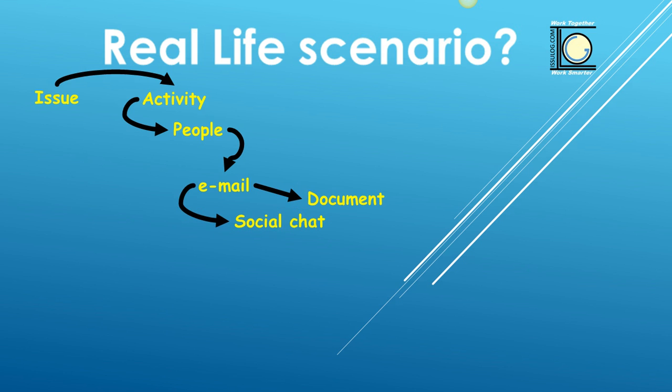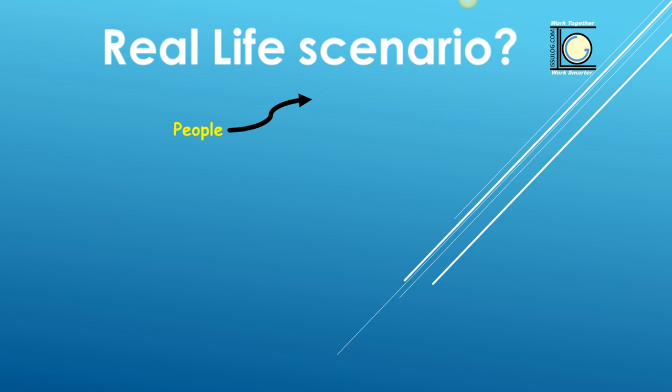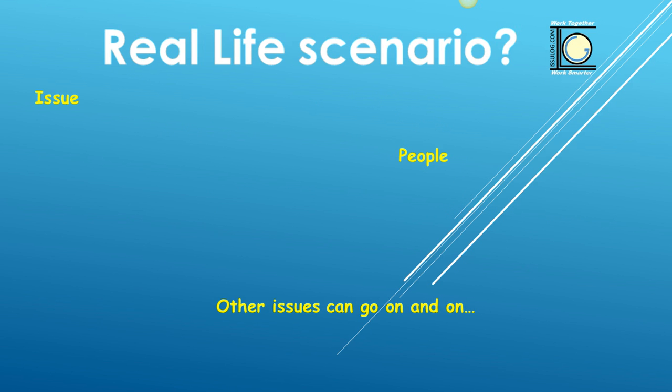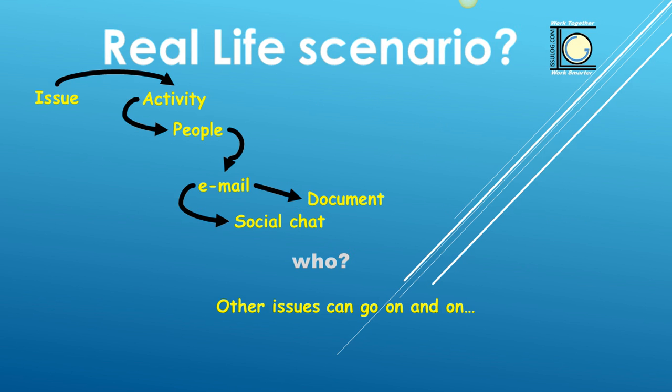And then people will send documents, they will actually engage in social chat, and more people will be involved if it is a social chat, and that would sometimes lead to a secondary issue, which may even cloud the primary issue that we had. And as we all realize, very often effort is wasted in going round and round, and that will engage other activities of the people. For the sake of this demonstration, I'm just going to show you that things can go on. So it will go on until we see who is actually responsible to resolve the issue.